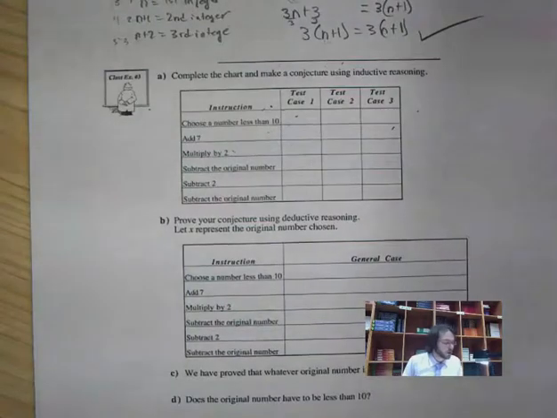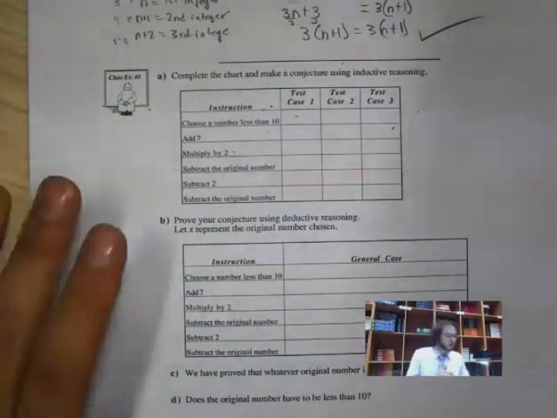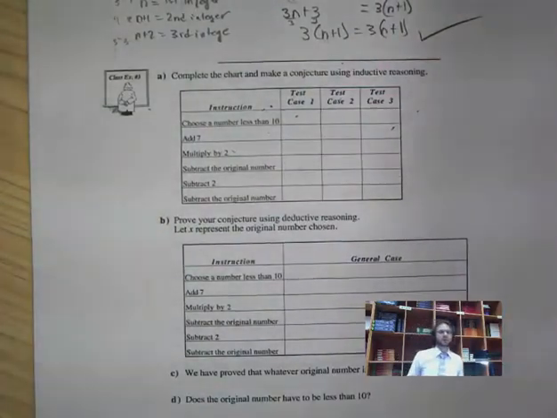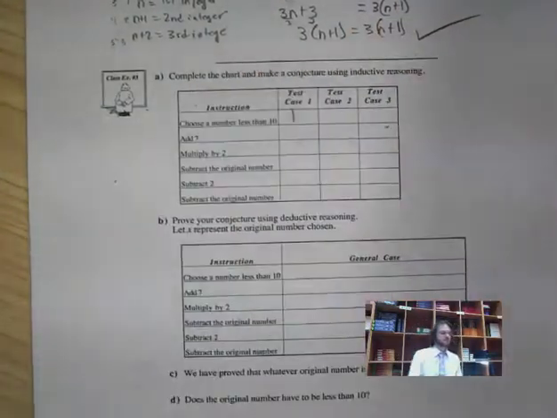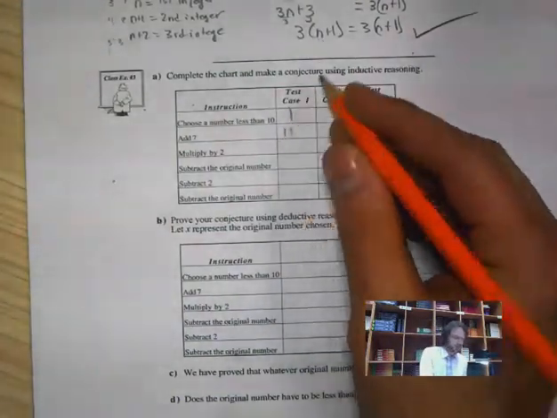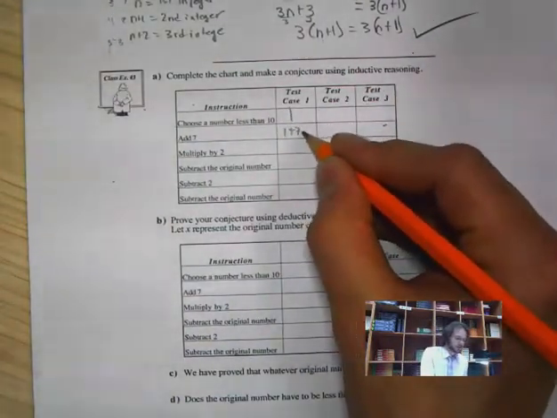It says complete the chart and make a conjecture using inductive reasoning. So first we're going to use inductive reasoning, then we use deductive reasoning to prove the inductive reasoning. Deductive reasoning can prove our inductive reasoning, or can disprove it. So here we go. Choose a number less than 10. I'm going to use a simple number, 1, because 1 is so easy to do. Add 7. So 1 plus 7 is equal to 8.